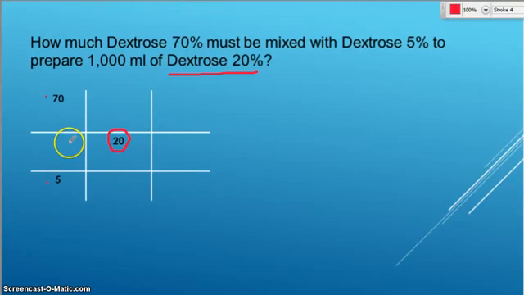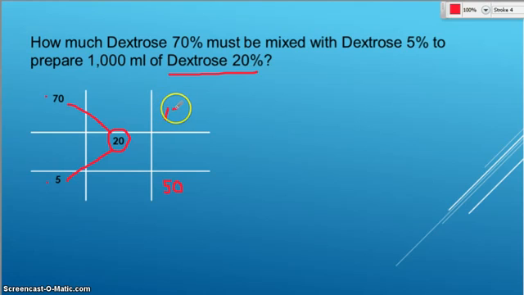Okay, so once you've got your percents in your grid, the next step is subtracting diagonally. The first thing we're going to do is take 70 minus 20. 70 minus 20 is 50, and that's going to go down here at the bottom. Then we're going to do the same thing going the other direction. Remember, we always want a positive value, so we're going to take 5 away from 20. 5 away from 20 gives us 15.